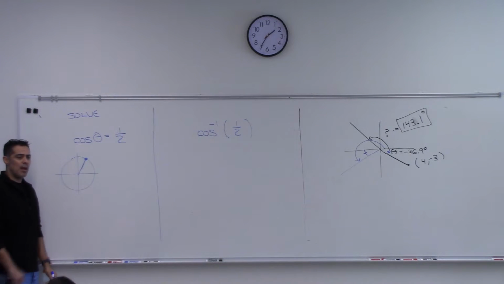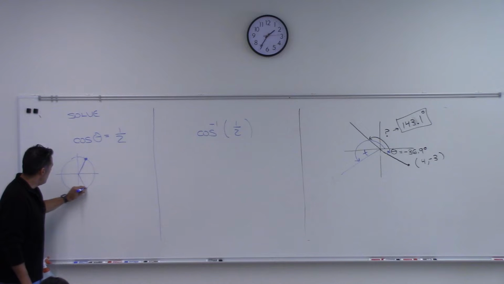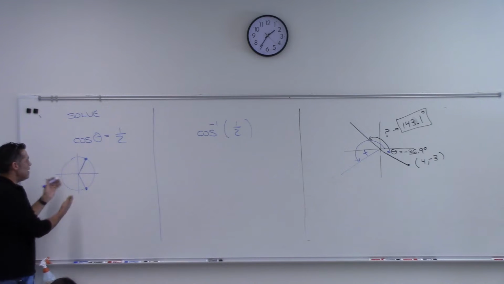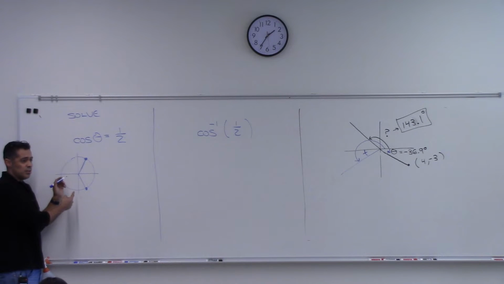Is that the only place? Is it? No. Pi over 3? Right here, negative pi over 3. Or you could say 5 pi over 3. It's up to you. So how many answers do we have here? Over here. 2, yes. Just 2?